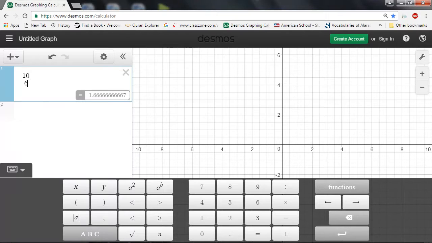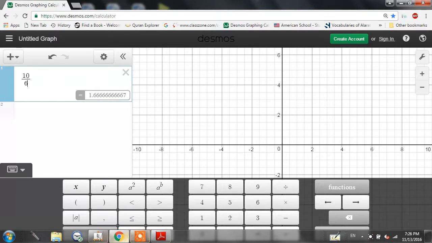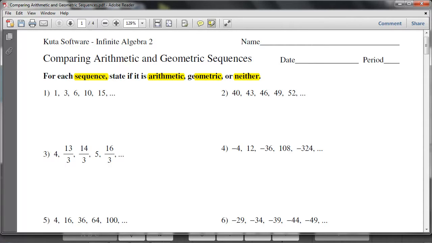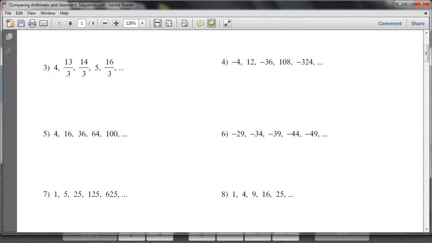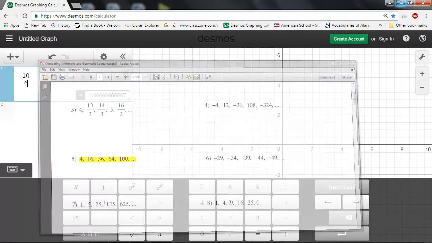Now let's see, we have another one. How about number 3? Let's do number 5 over here. I'm just trying to do odds. 4, 16, 36, 64, 100.